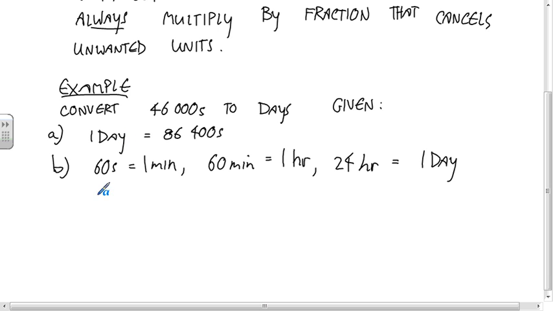So the first one of these, we're going to start with this original quantity of 46,000 seconds. That's what we want to convert. And we're going to multiply by either 1 day over 86,400 seconds, or we're going to multiply by 86,400 seconds over 1 day. Which one do we want in this case?